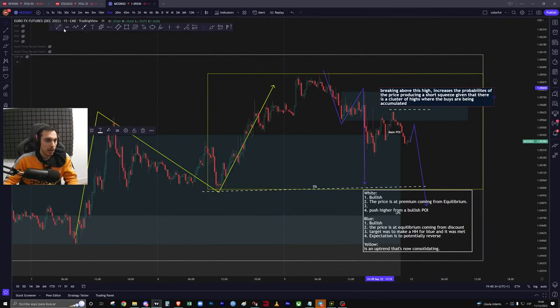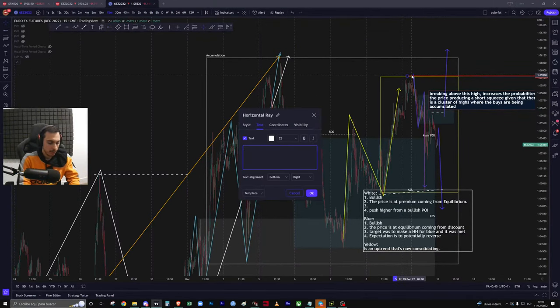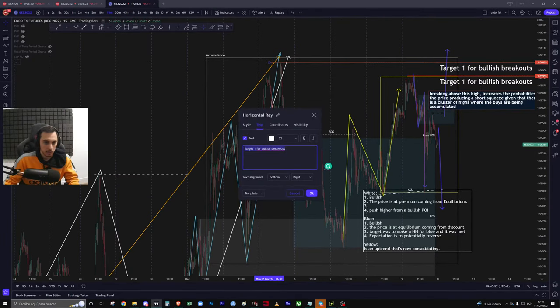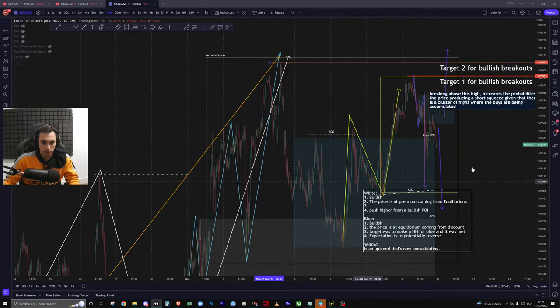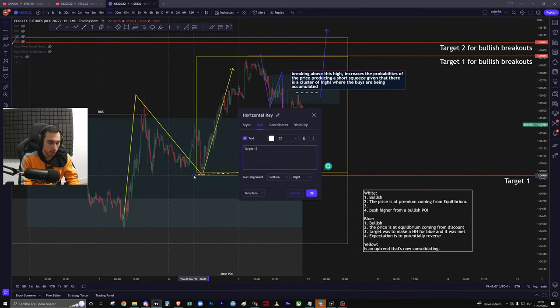So if we break above this high, then we are looking for a move that takes us much higher into these levels. At least this high. This would be target number one. Target one for bullish breakouts. And target two would be above this high. Target two. And then for confirmation to go lower, this would be target one. Target one for the bearish scenario.